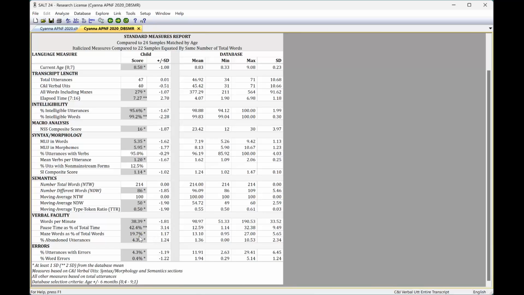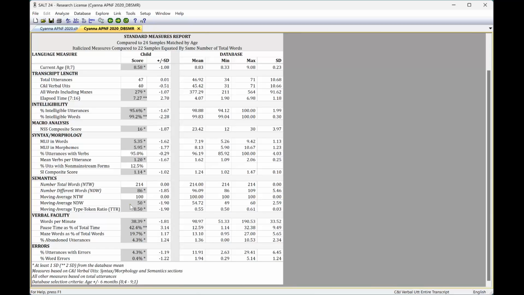And also maze words as percent of total words. So how many of her words were where she's doing these repetitions and revisions? It's almost 20%, which is significant. As well as abandoning utterances: 4% of her utterances, she just couldn't quite formulate an utterance and she just abandoned it and moved on. Those can be indicative of language impairment. Okay, so again, this is just the gross overview with tons of data points.